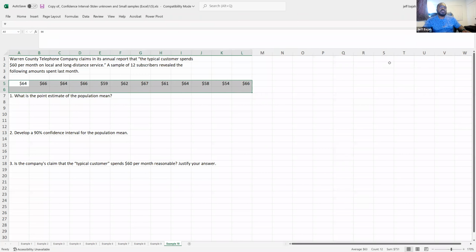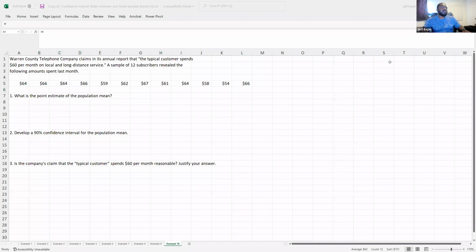And so you're asked to do a couple of things, right? The first thing you're asked to do is to find a point estimate. Then it says you find a 90% confidence interval. And then it's asking you, is the $60 the company claims a reasonable statement? So let's do that. Now, the first thing we need to do is, what is a point estimate?